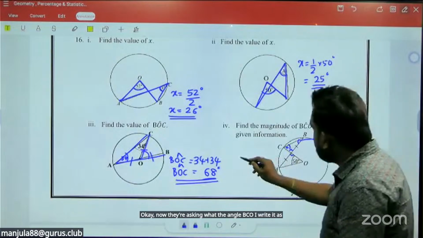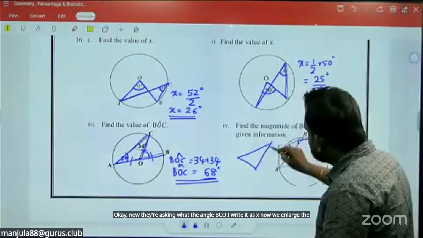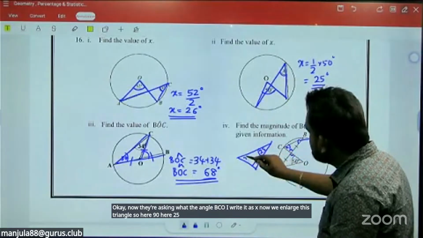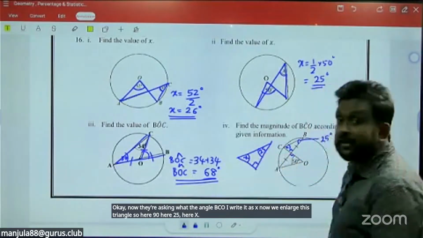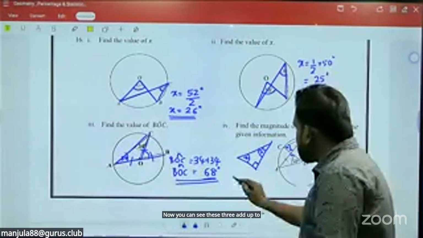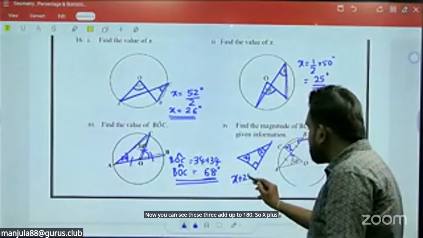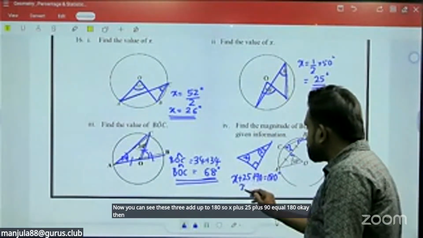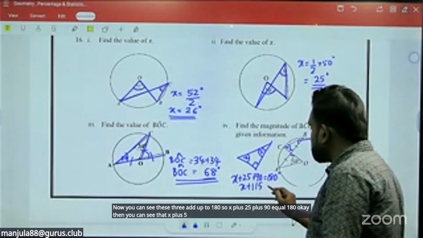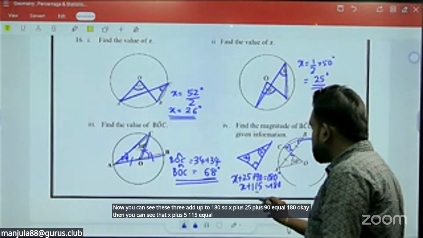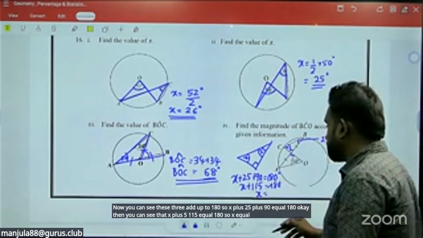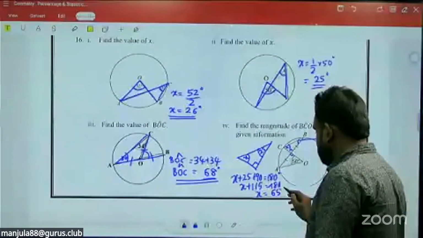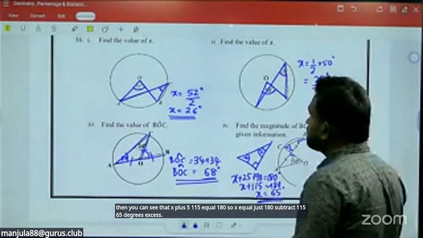Now enlarge this triangle. So here 90, here 25, here x. Now you can see these three add up to 180. So x plus 25 plus 90 equals 180. Then x plus 115 equals 180. So x equals 180 subtract 115, which is 65 degrees. x is 65 degrees.